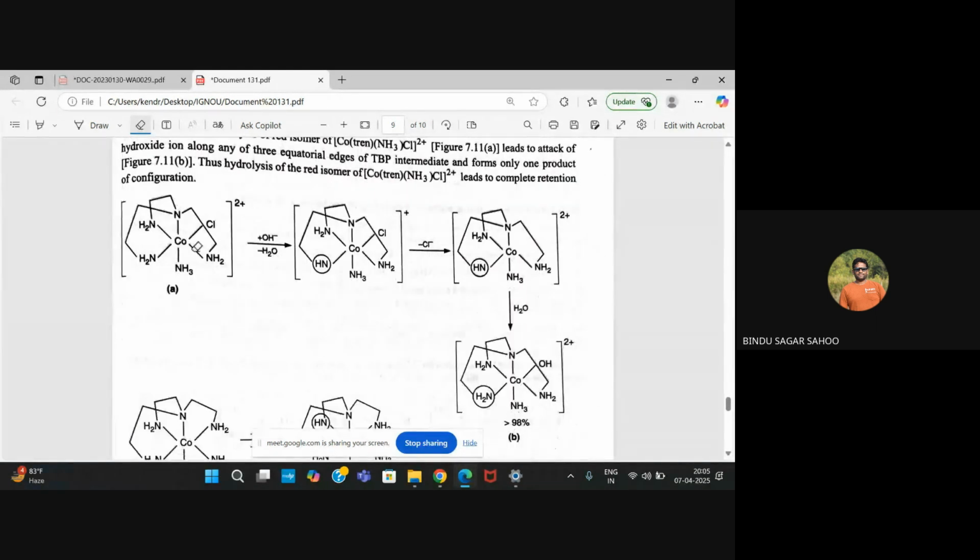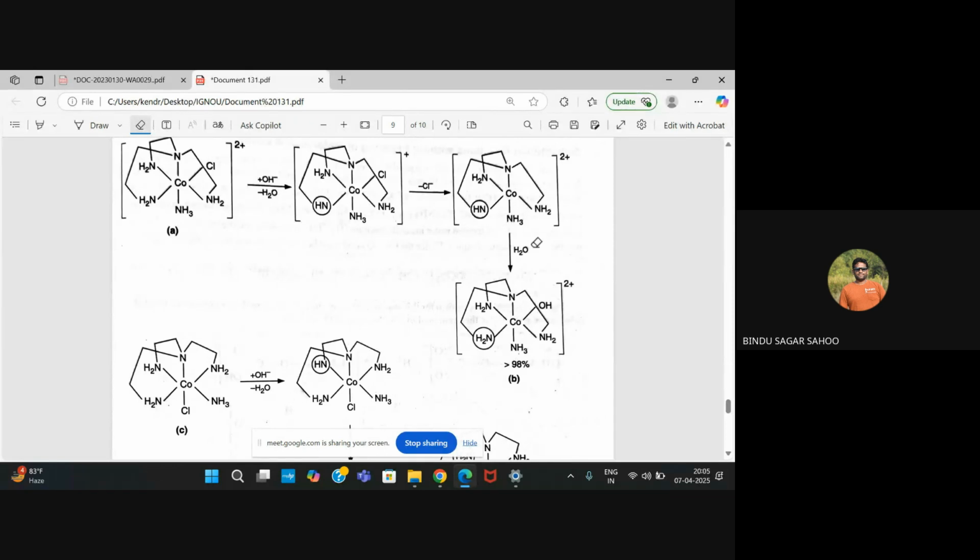You can see here, in the first step, the abstraction of proton occurs from this NH2 position. Now it will be NH, and the nitrogen electron density will shift towards the cobalt, or the nitrogen lone pair will donate towards the cobalt. Then it can easily remove the chlorine, and the complex will be like that. Thereafter, the incoming ligand water attaches, and the H plus is abstracted again to the NH position, and the OH will be attached to this position.